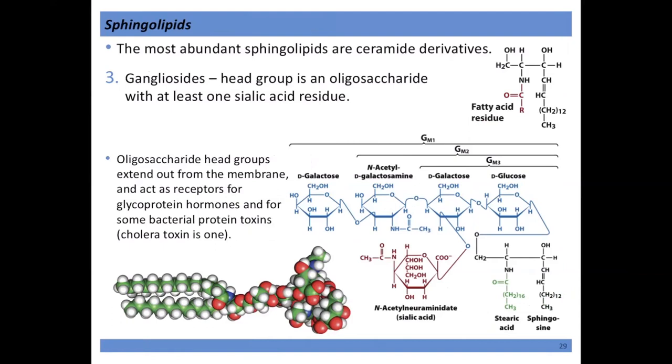So these oligosaccharides, like we talked about in the last chapter, they extend out of the membrane and they act as receptors for glycoprotein hormones. So proteins will come along and recognize these oligosaccharides sticking out of the membrane. And in fact, some bacterial protein toxins, the cholera toxins, actually recognize this. And that's a bad thing because the cholera toxin will recognize the cells and then wreak havoc.